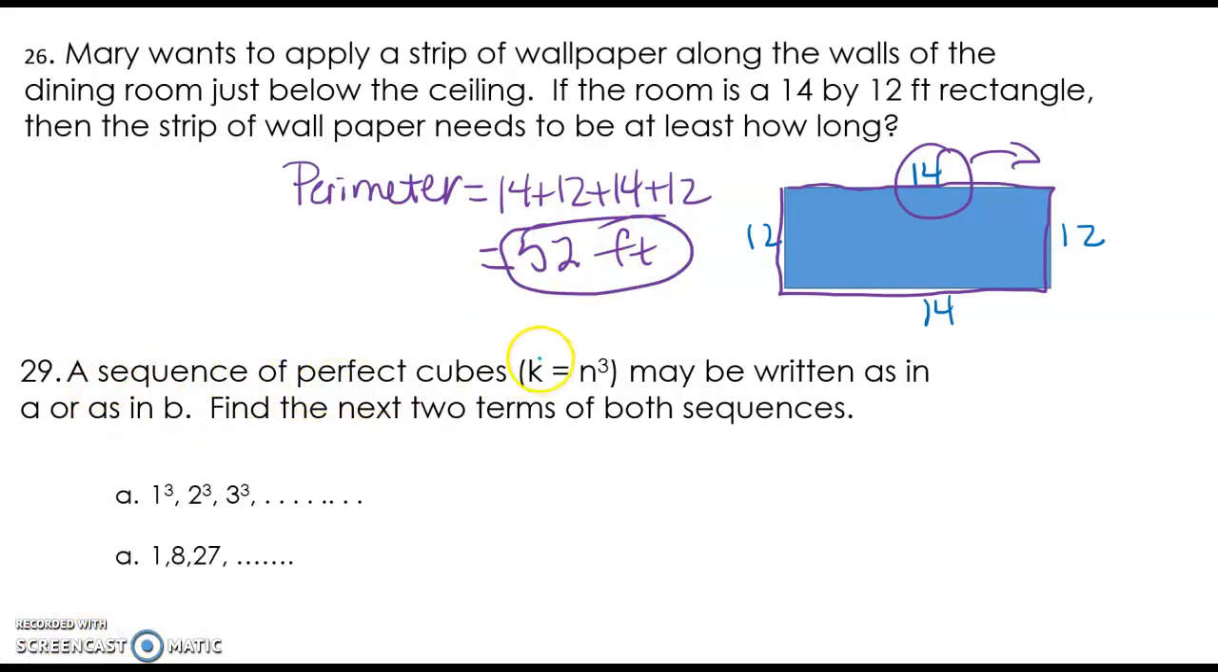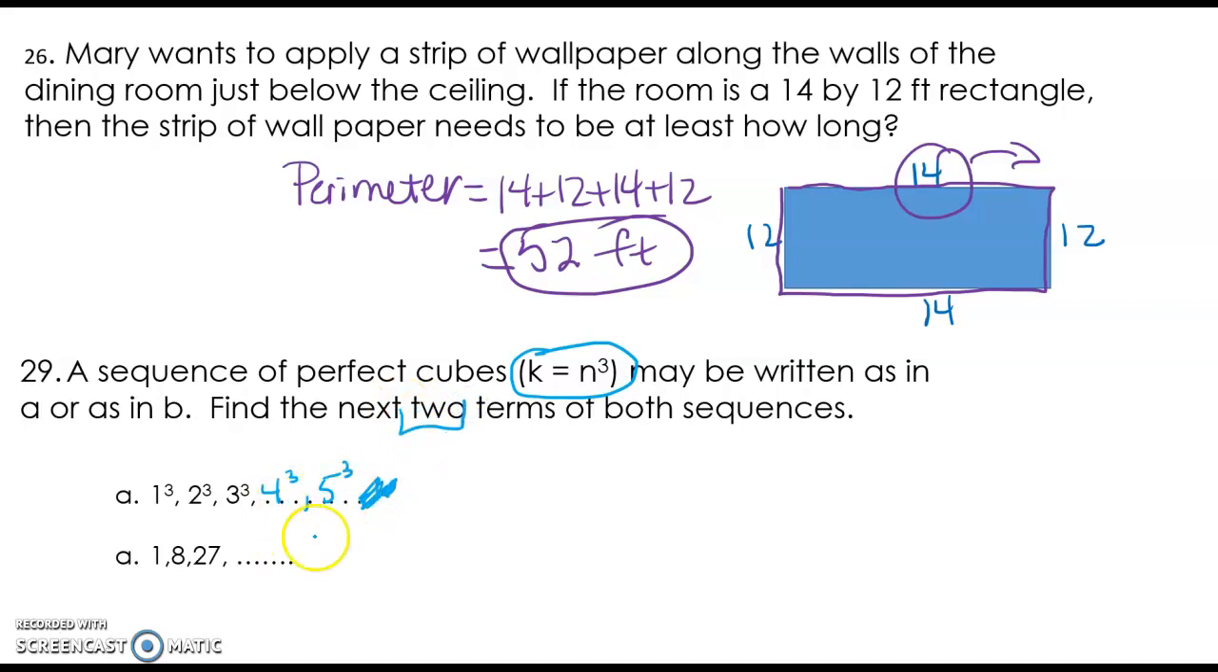A sequence of perfect cubes, so k is equal to n cubed, may be written as in A or B. Find the next 2 terms. So basically, this sequence is whatever the number is cubed. So 1 cubed, 2 cubed, 3 cubed, 4 cubed, 5 cubed, 6. Oh, it just says next 2 terms, sorry.